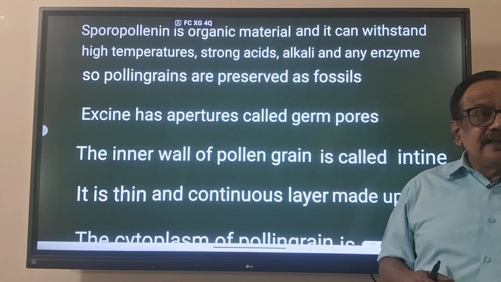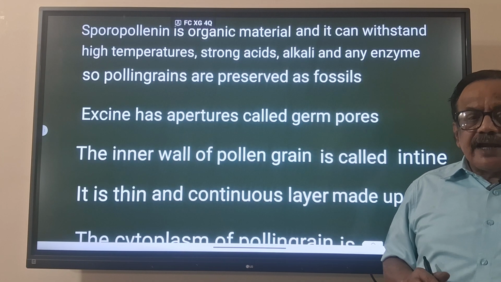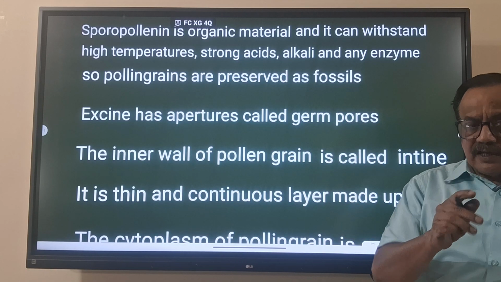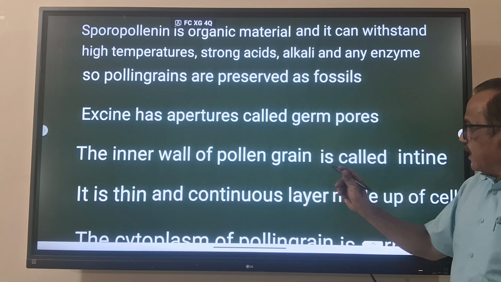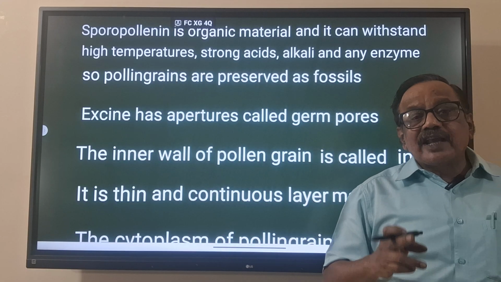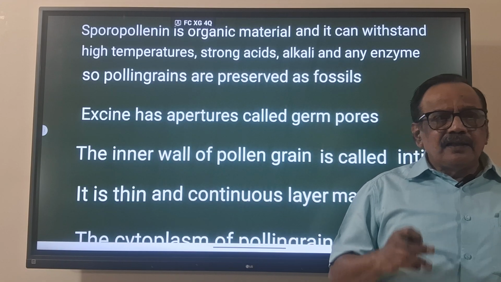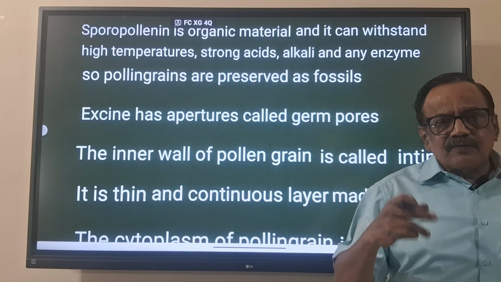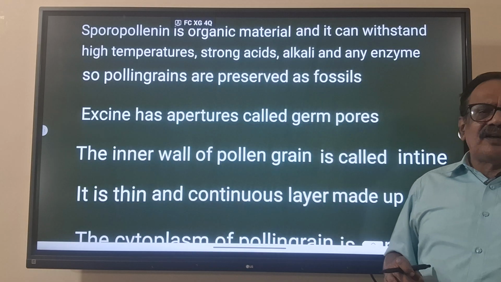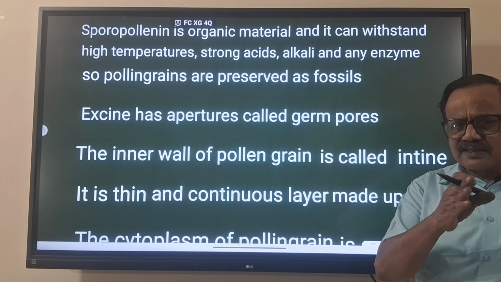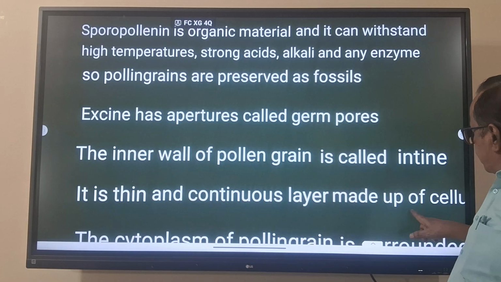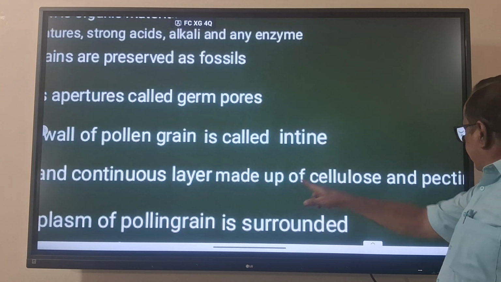And the intine, how is it? It is a thin wall. The outer wall, the Exine, is made of sporopollenin, and the inner wall also has its own material. All these things you need to remember. The intine is made up of cellulose and pectin. Cellulose and pectin are present in the intine. Sporopollenin is present in the Exine. That's the pollen wall; we can call it the cell wall also. The intine is a thin continuous layer made up of cellulose and pectin.